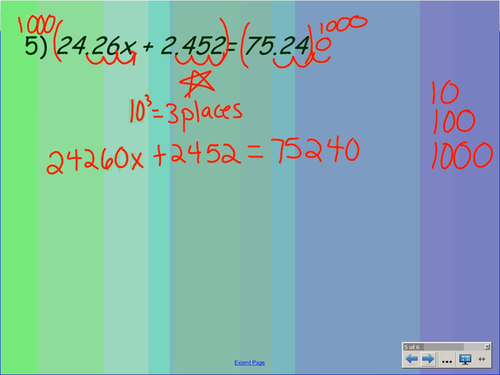Now, what if you chose to multiply all the numbers by 10 or all the numbers by 100? You would still get the right answer, but you wouldn't get full credit for this problem because you didn't eliminate the decimal. So that's kind of the idea up front. From here, we just have a 2-step equation.